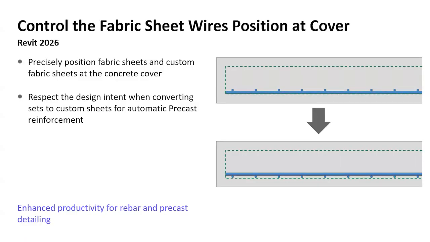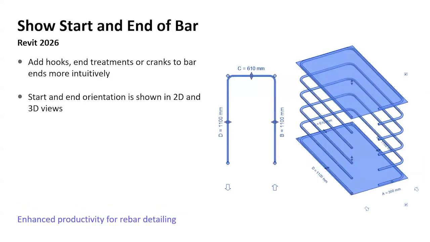Speaking of more options, in 26, control the fabric sheet wire positions at cover, enhancing productivity for rebar and precast detailing. Enhancements for the forthcoming 26 include a more intuitive approach for adding hooks and treatments. It's out now. The new start and end bar orientation feature hopefully will streamline reinforcement detailing, improving visualization across design workflows. You can see it right there, the start or an end.